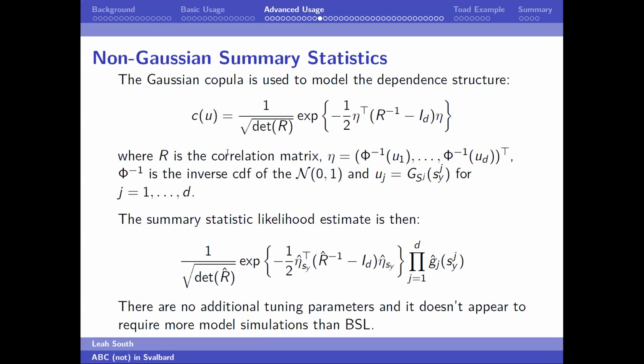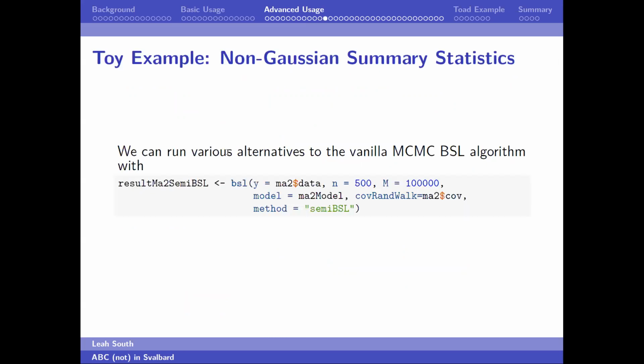Okay, so the good thing about this is that we don't actually have any additional tuning parameters, and it doesn't appear to require more model simulations than BSL. So it's also quite easy to run in our package. You can see the only difference here is we've got method equals semi-BSL, and before we just had BSL.